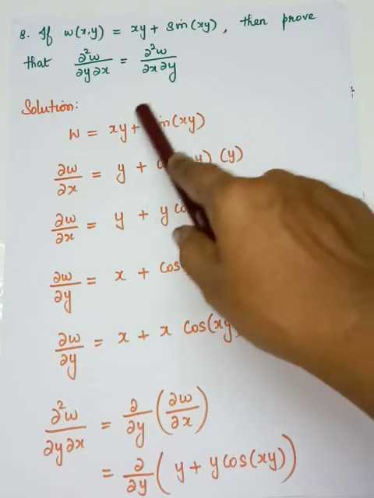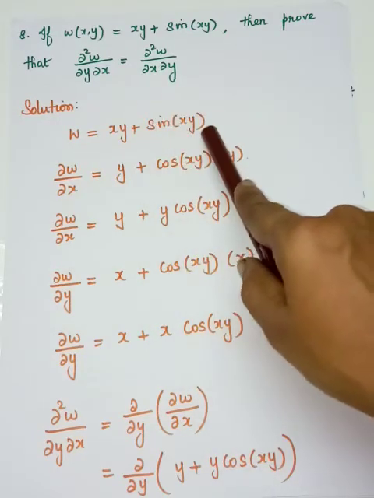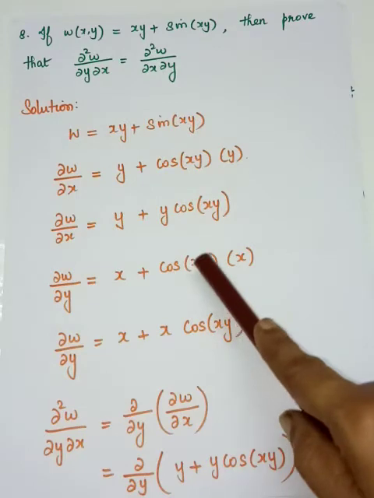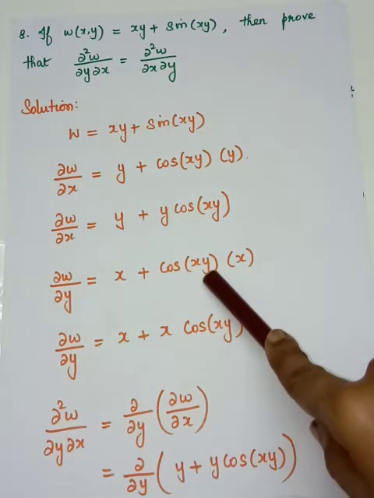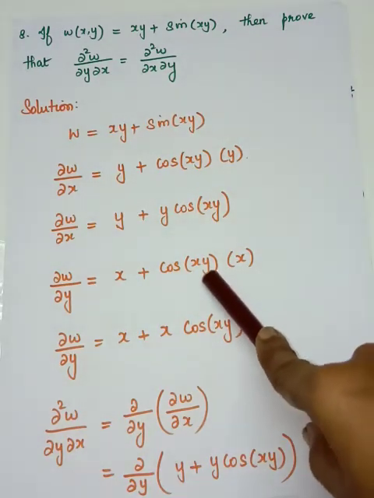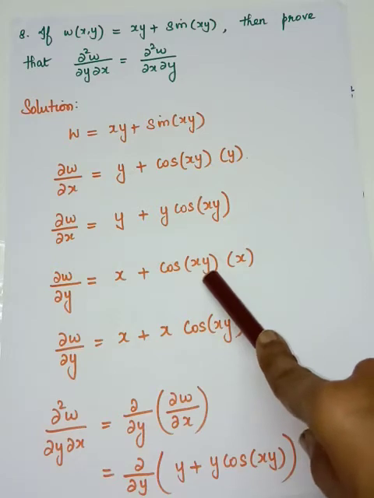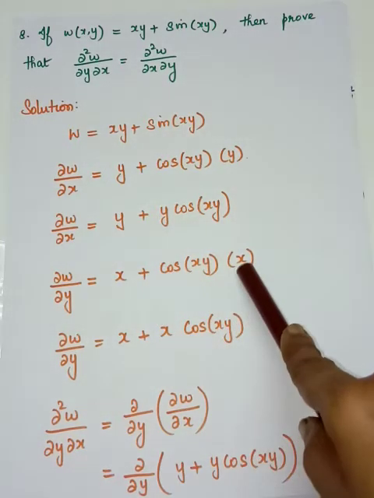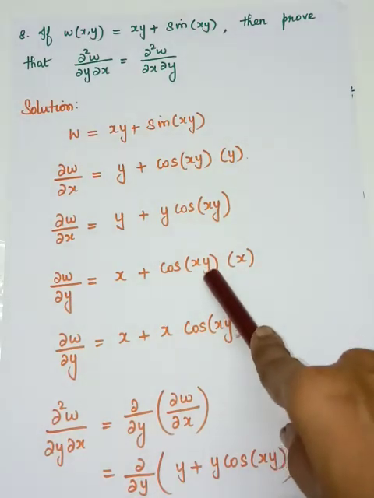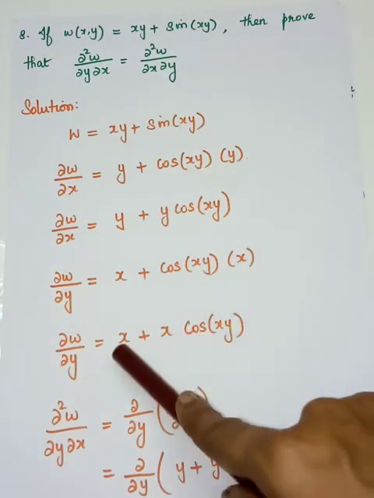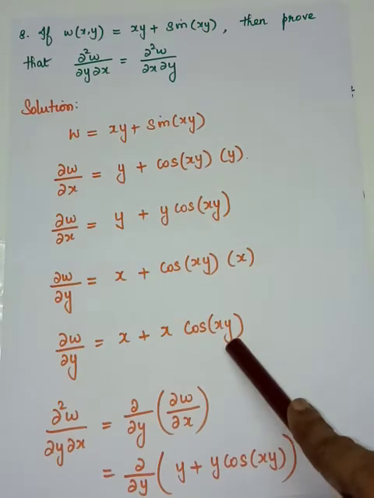Okay, come to the second term, the same chain rule has to be applied. So first cos of xy, and then xy has to be differentiated partially with respect to y. Okay, the constant is x. The differentiation of y with respect to y is 1. So it is x plus x cos of xy.